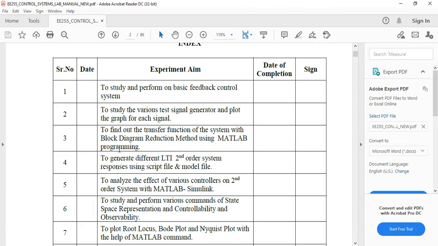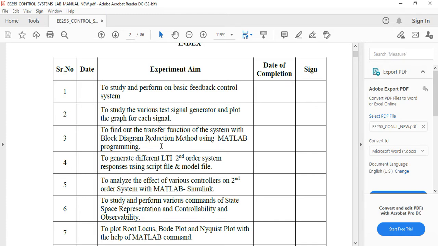And the third is to find out the transfer function of the system with the block diagram reduction method using a MATLAB program. You know very well how to reduce the block diagram and find the transfer function using the block diagram reduction method. This can be done with the help of MATLAB programming. So today we are going to learn basic commands related to the block diagram reduction method.